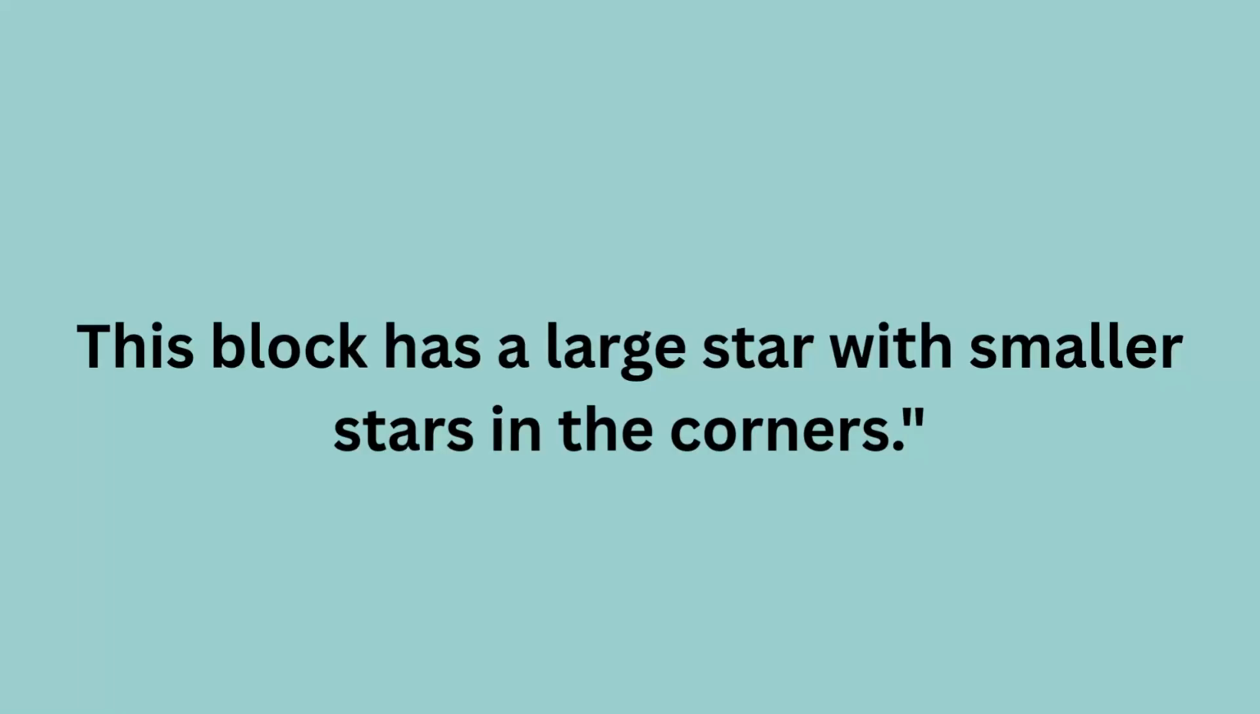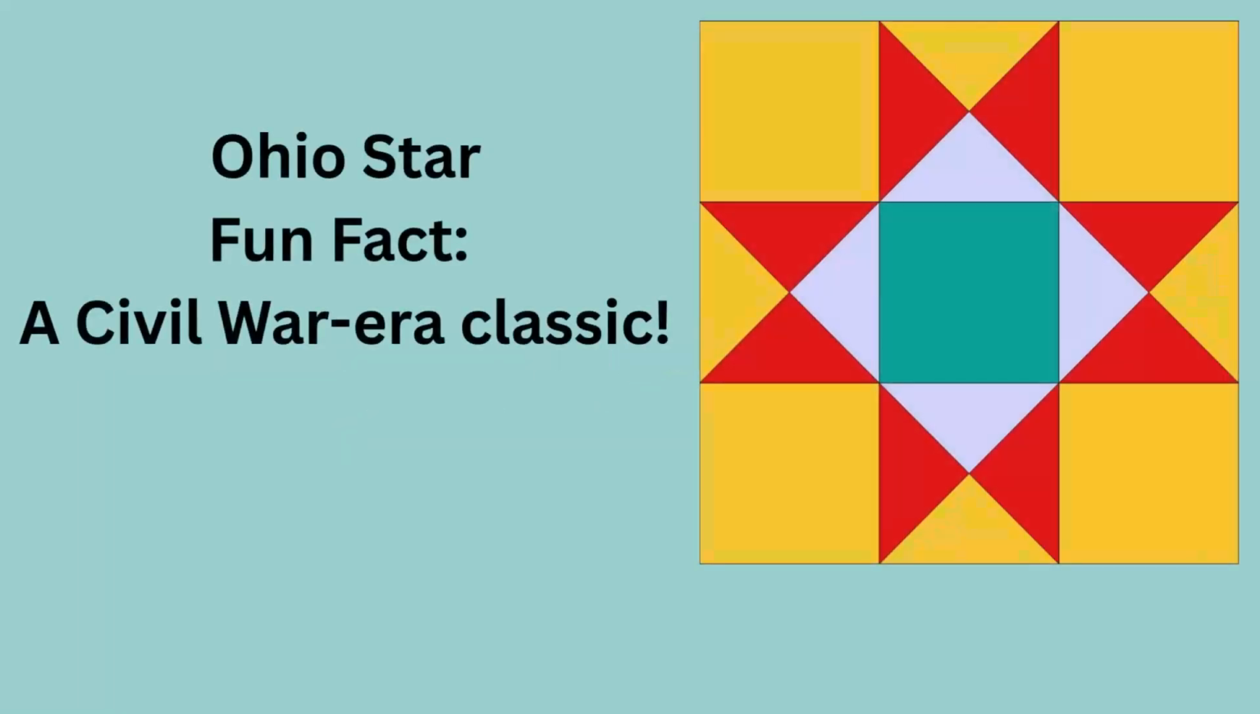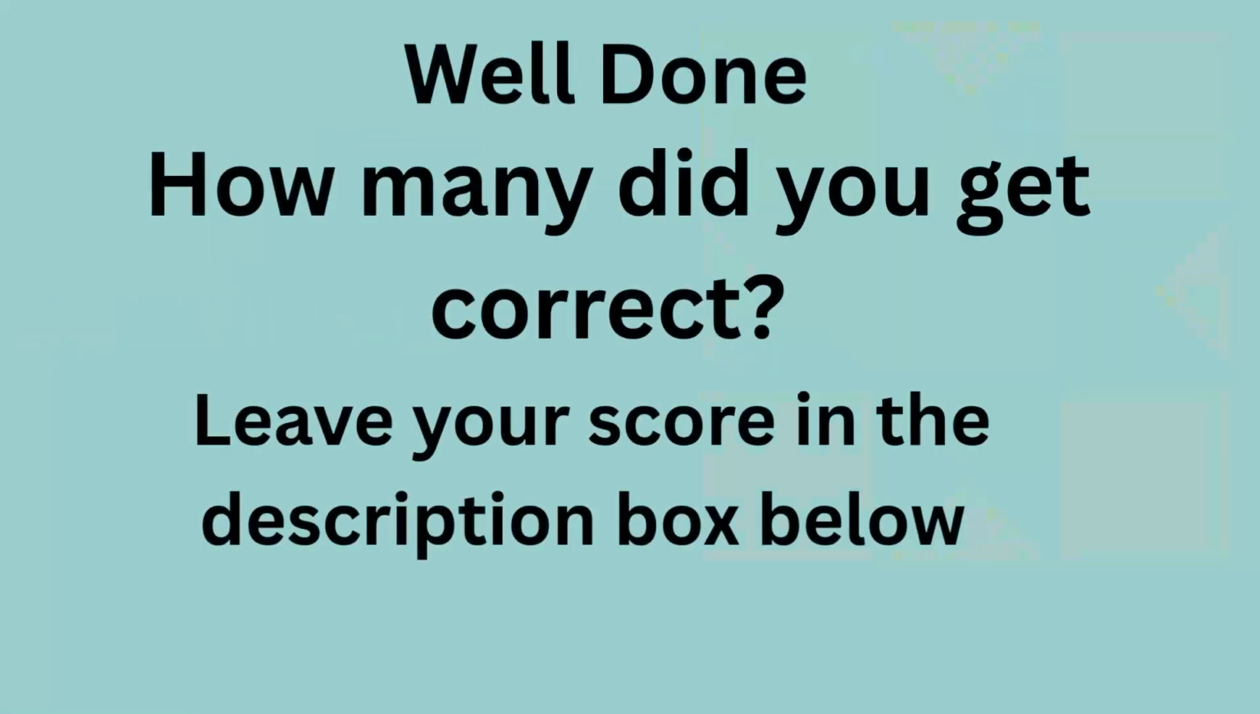This block has a large star with smaller stars in the corners. What could it be? Do you know this one? It's the Ohio Star. A fun fact, it's a Civil War era classic. Definitely. Beautiful, and again, made from lots of half square triangles.